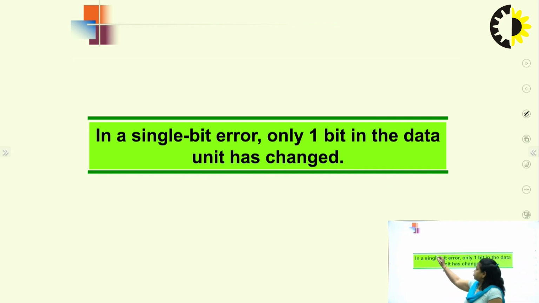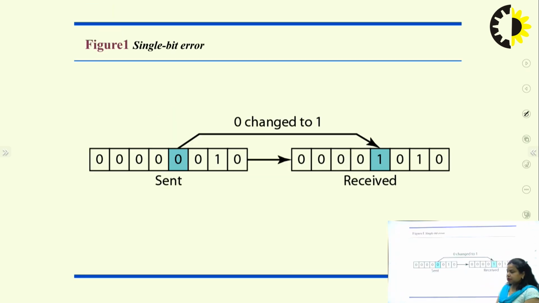The first is the single bit error. In the case of a single bit error, only one bit in the data is changed. You can see the example also. This figure shows that suppose we want to send this data of 8 bits. After sending this data, when it comes to the receiver's end, the fifth bit of the data has been transformed from 0 to 1. So somewhere there is a change in the data. This particular example is the single bit error.